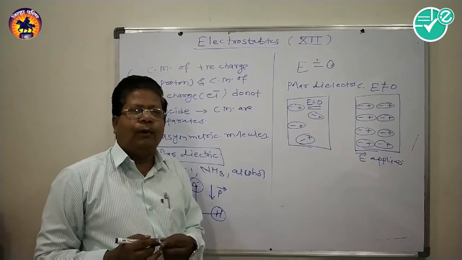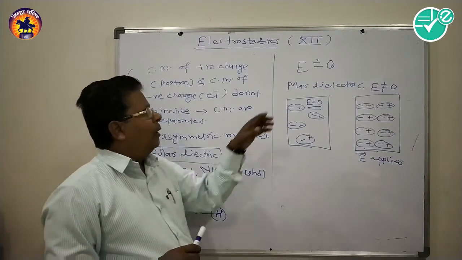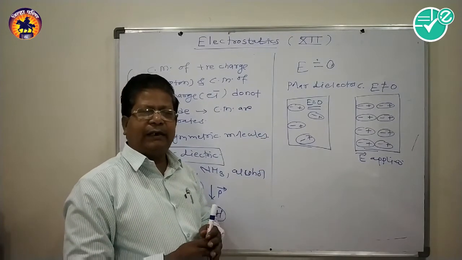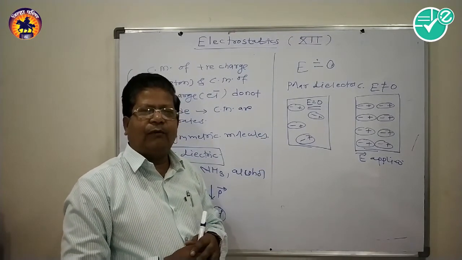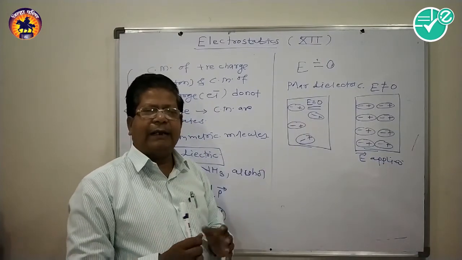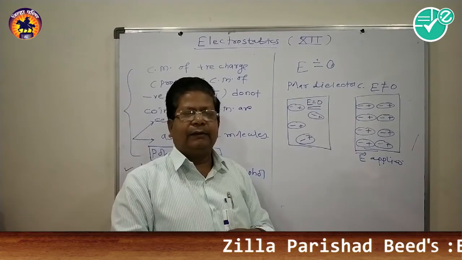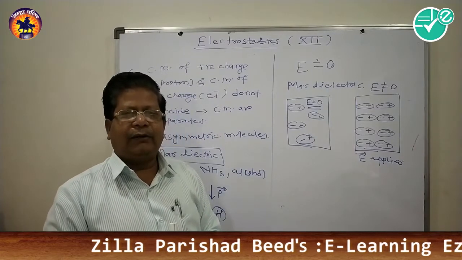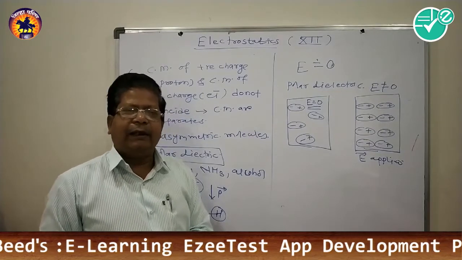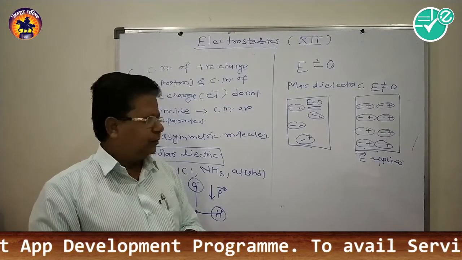So in case of polar dielectric, in the absence of electric field, the net electric dipole moment is equal to 0 because the electric dipole moments are randomly oriented. But when electric field is applied, the polar dielectric possesses net electric dipole moment and they behave like tiny electric dipoles.